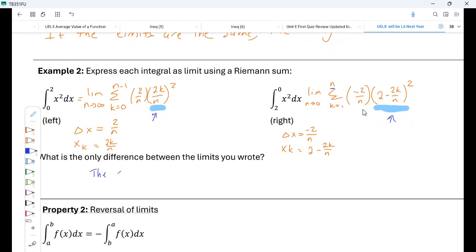So the second integral is negative, but the rest is the same.